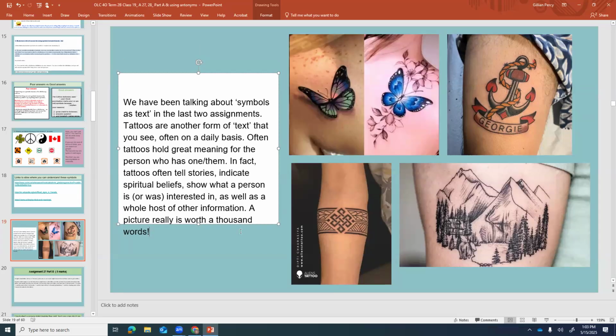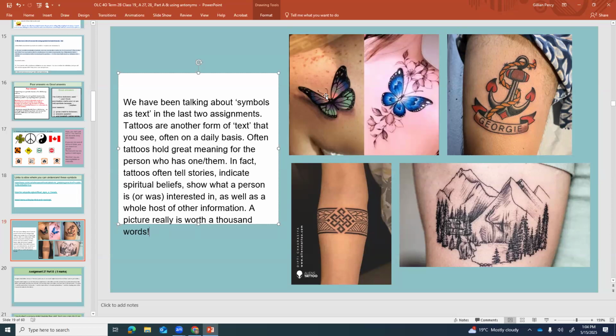So these are some tattoos because tattoos are one type of visual icon or sometimes considered a symbol. They are another form of text that you see often on a daily basis. Tattoos can hold great meaning for the person who has one or more of them. Sometimes they may tell a story or they may indicate spiritual beliefs, show what a person was interested in, as well as a whole host of other information. A picture really is worth 1,000 words. So if you see something like this, for example, this symbol, really strong chance that guy is a sailor, right?